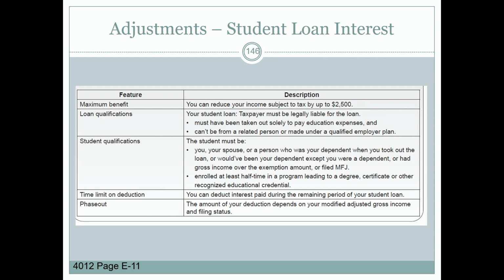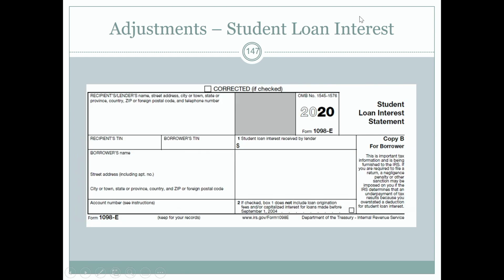The time limit on the deduction: you can deduct this interest paid during the remaining period of your student loan. So if that's 20 years, you can still deduct that interest within the specification. And one caution is that there is a phase out. The amount of your deduction depends on your modified adjusted gross income and your filing status. So you might want to make a note of that as well.